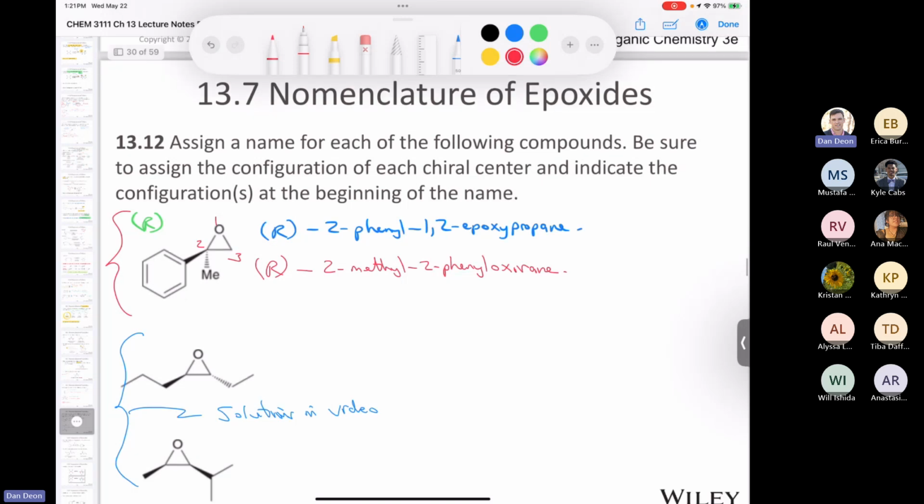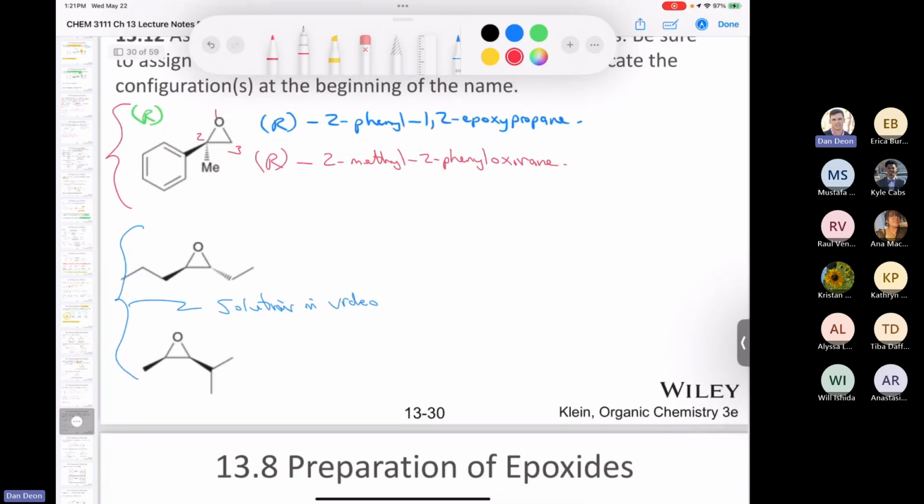So for the next 2, they're both in the same vein. You have 2 chiral centers in each of them. You have to find the longest carbon chain. And the next one is kind of abundantly clear that it's this here. And so if you were to name it as an epoxy compound, you have 1, 2, 3.